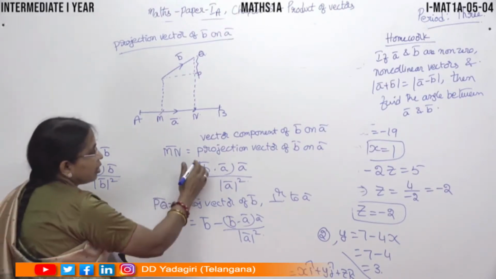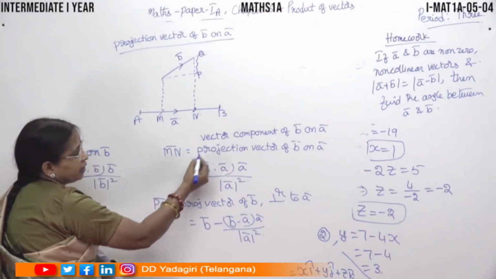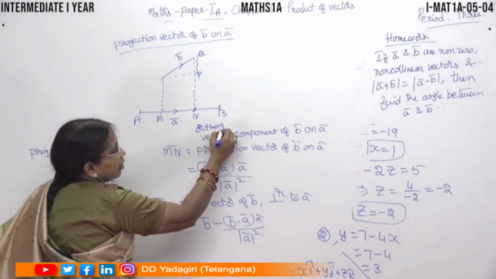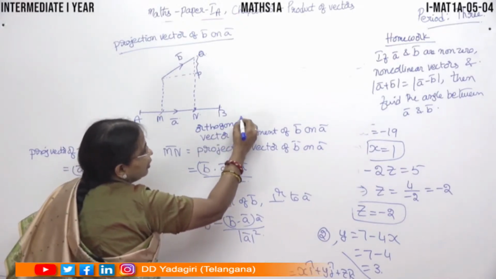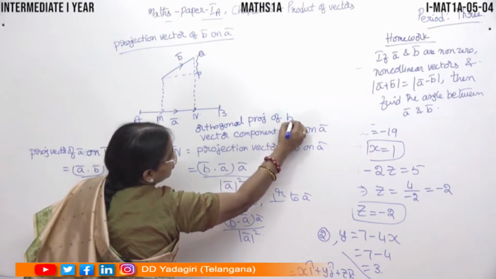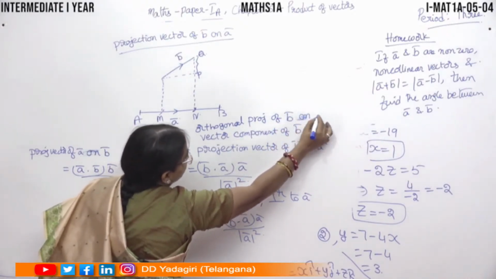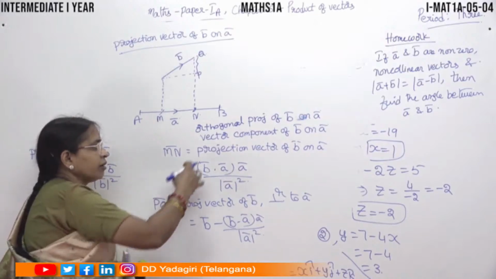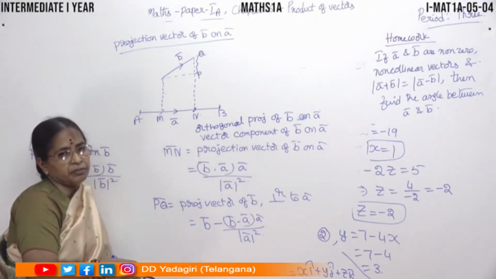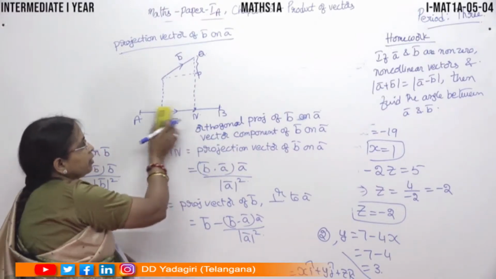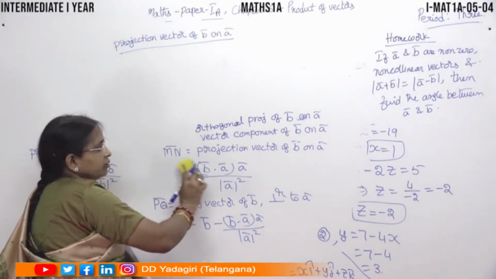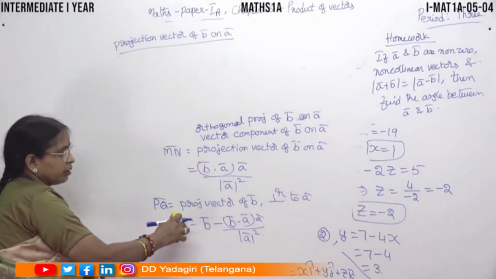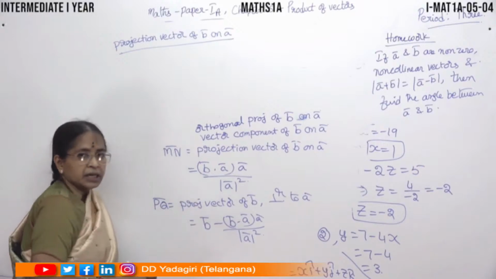It is also called the orthogonal projection of B on A, vector component of B on A or projection vector of B on A. These are the terms that are used in the questions. In some problems they mention find the orthogonal projection of B on A, or vector component of B on A, or projection vector of B on A. So you need not worry about this figure. You just learn the formula. The orthogonal projection of B on A, and the orthogonal projection vector of B perpendicular to A, like this.